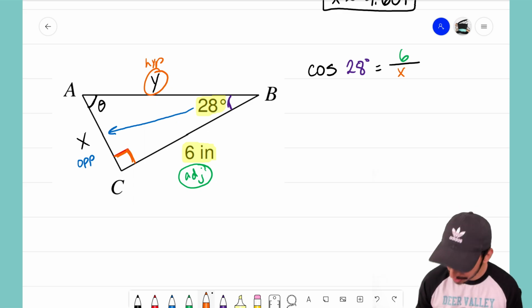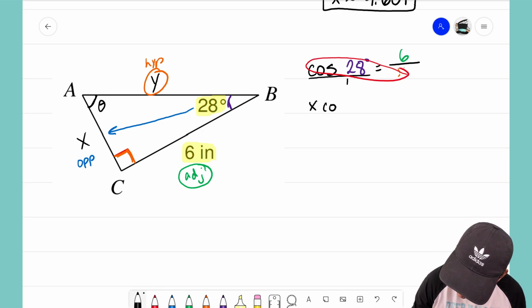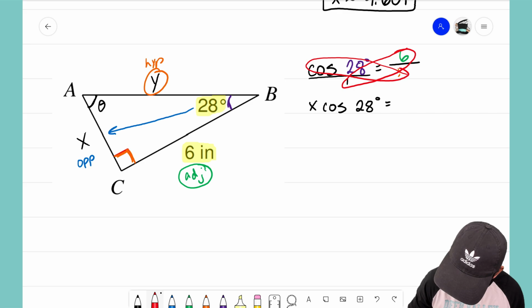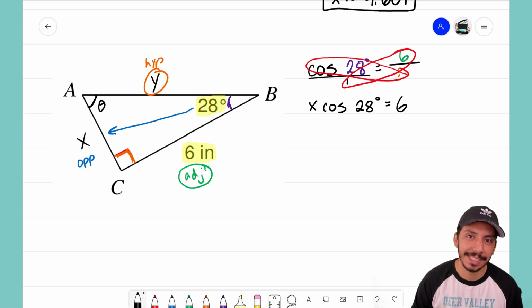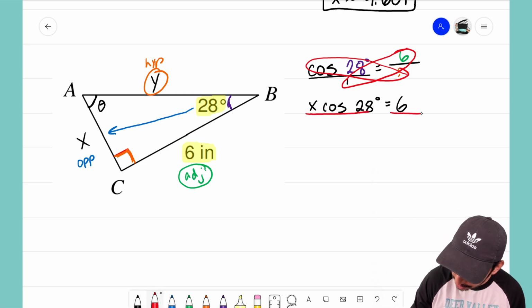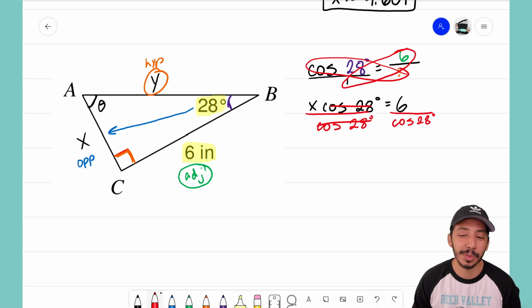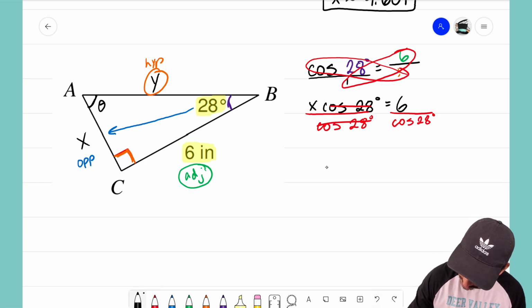Now we just need to cross multiply and solve for x. So let's go ahead and do that. X times cosine of 28 degrees equals, we'll cross multiply the other side, 6 times 1, which is 6. Again, I want to isolate our x variable, so I will divide both sides here by cosine of 28 degrees. By doing that, I will end up canceling out the cosines of 28 on the left side, leaving me with x equaling 6 over cosine of 28 degrees.